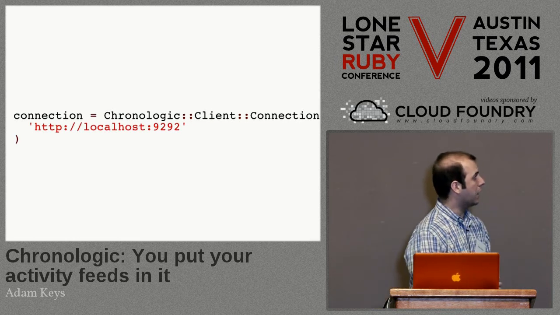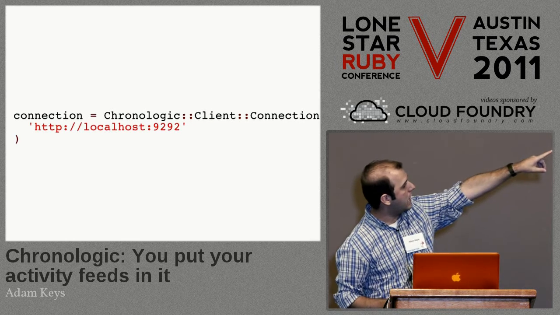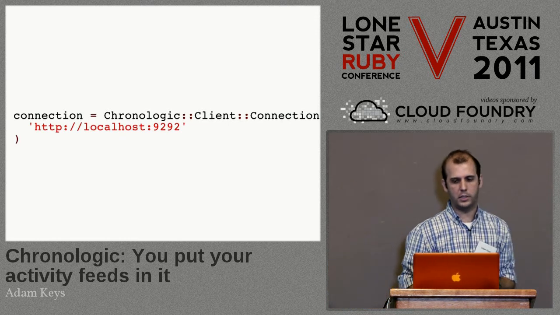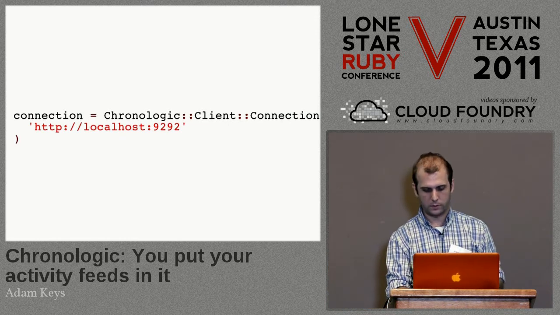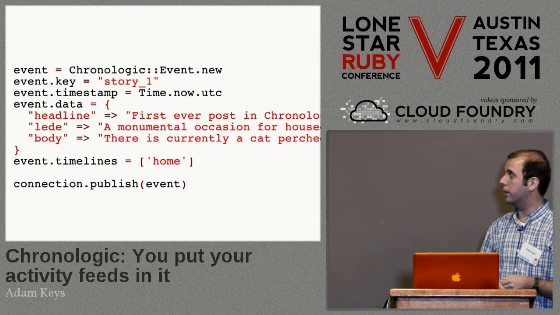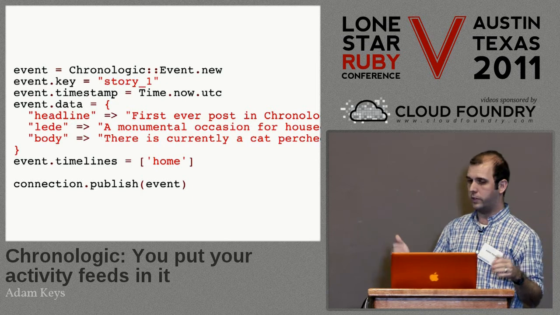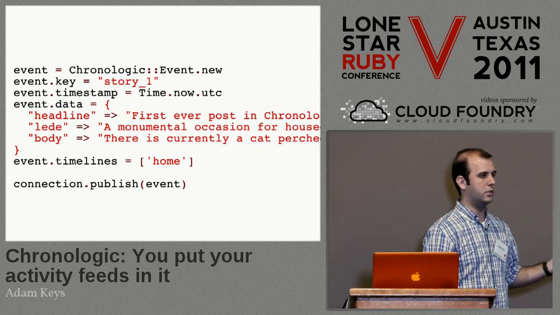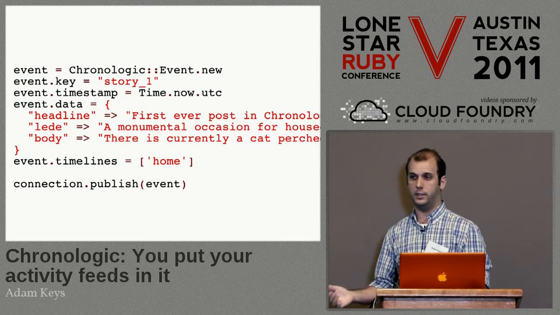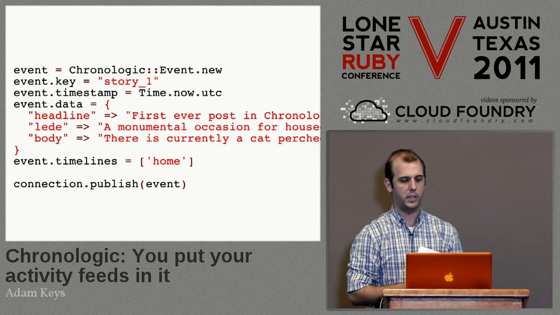So let's look at how you actually use Chronologic. You create this connection class, where you specify where the Sinatra service is running. And then you create an event. So there's this event struct class. You create the event, you set the key, which is determined by your own application. Chronologic doesn't assign IDs to anything, so you're on your own to figure those out.